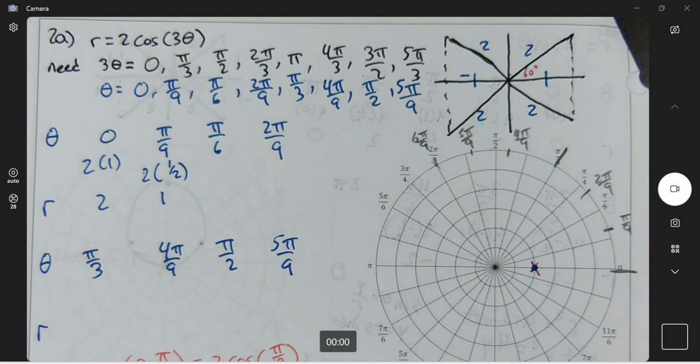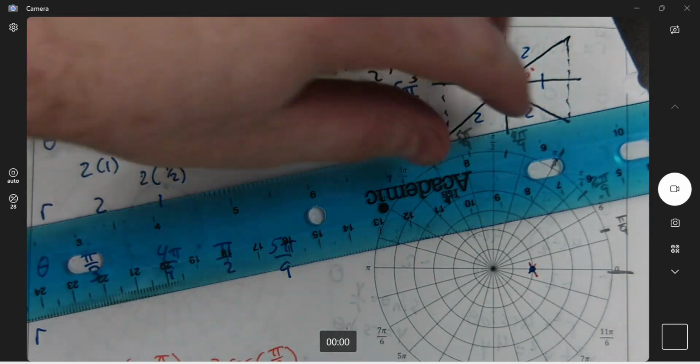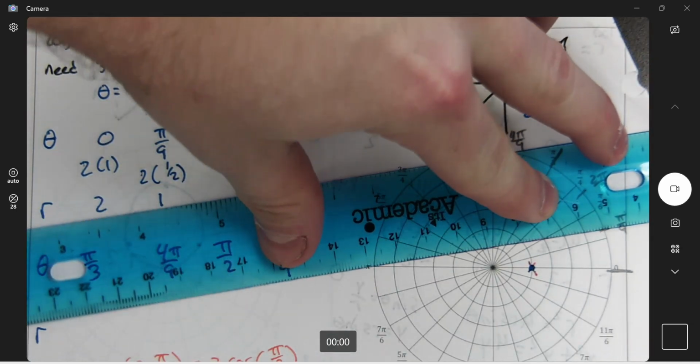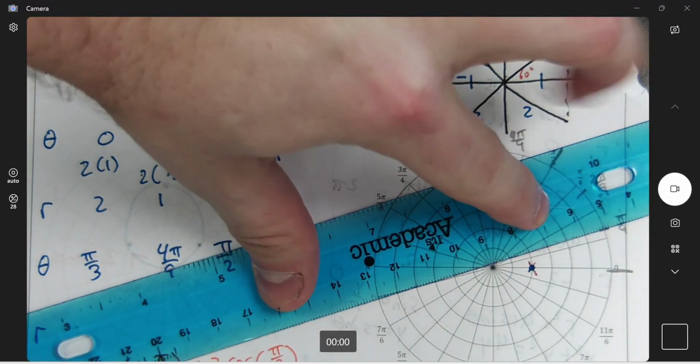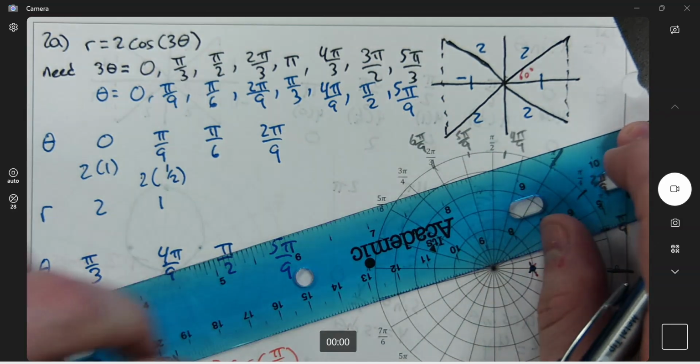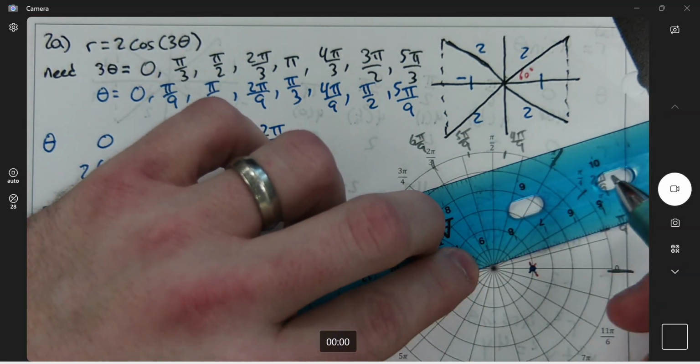So go to the pi over 9 mark that you made. With something straight, try to connect it to the origin. And then go out to, what was the radius? 1. The first radius.